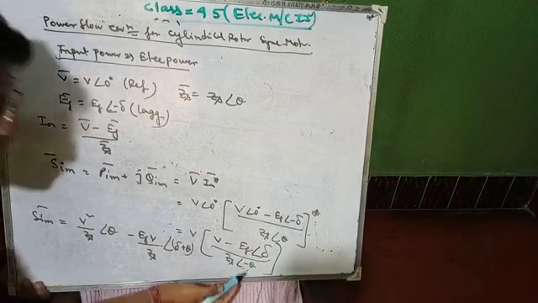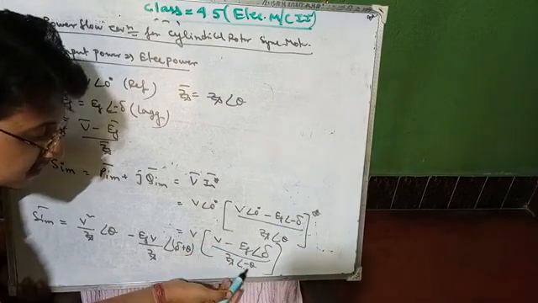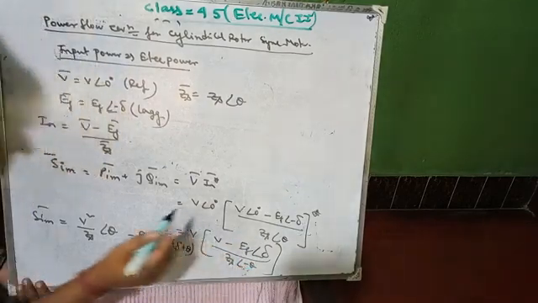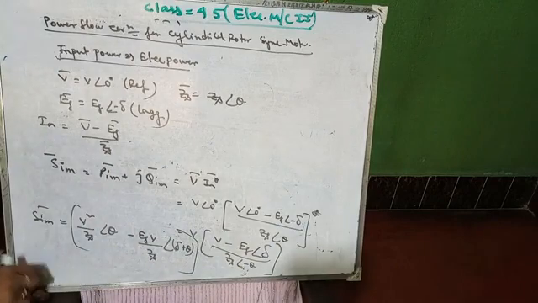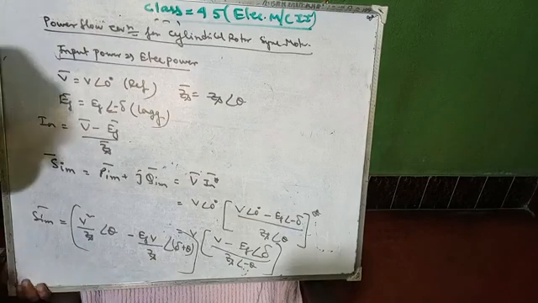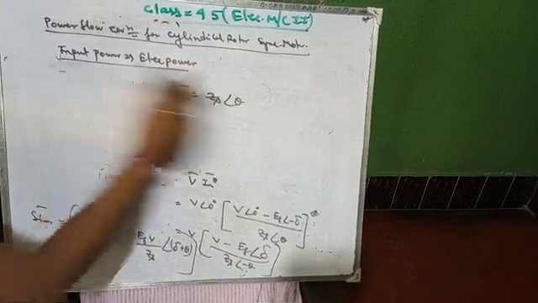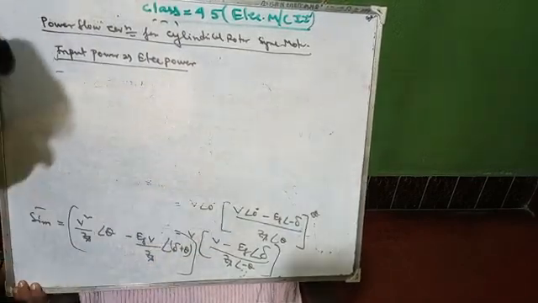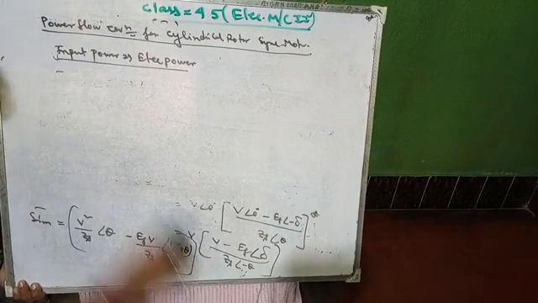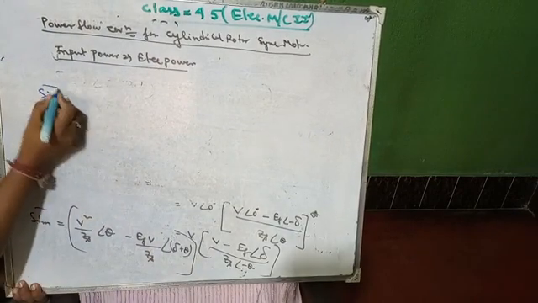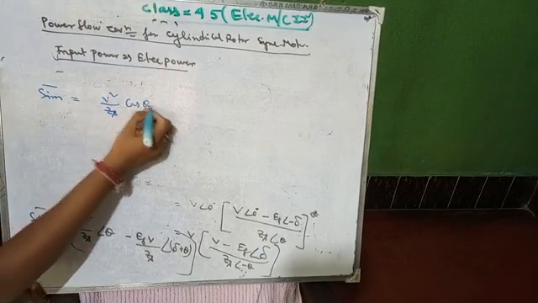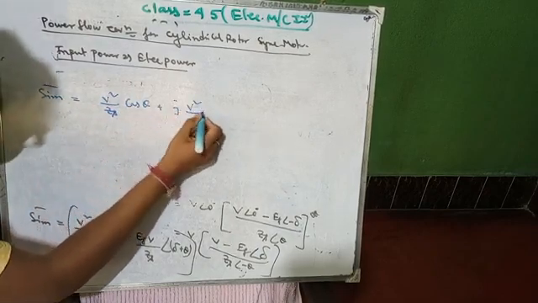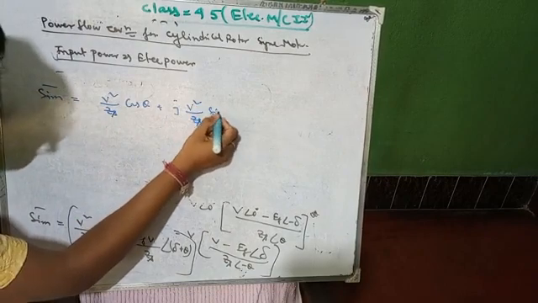If it comes in the numerator part, then plus theta will be there. So del plus theta. This is your complex input motoring power. If we segregate it into the rectangular system, then what happens? V square by ZS cos theta plus j V square by ZS sin theta, right?